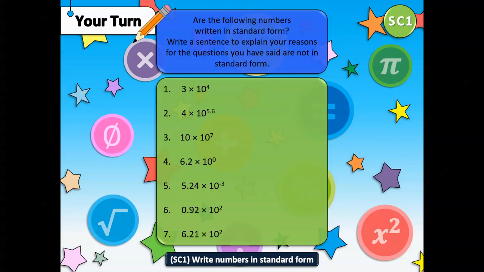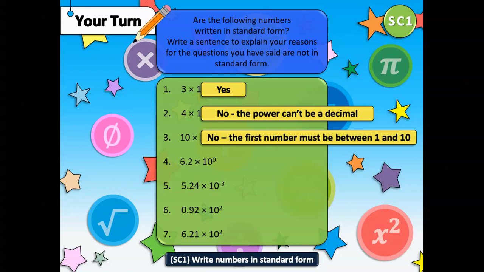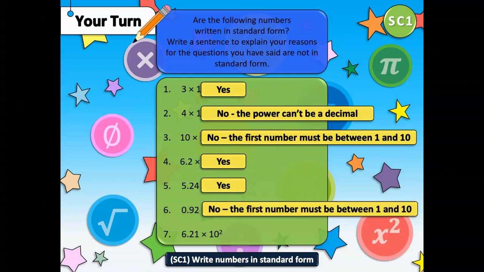Here are your answers. So the first one is in correct standard form. Number 2 isn't, because the power can't be a decimal. Number 3 is not in correct standard form. The first number must be between 1 and 10 and less than 10. Number 4 is in correct standard form. Number 5 is fine. Number 6 is not in correct standard form. The first number must be between 1 and 10. And number 7 is in correct standard form.